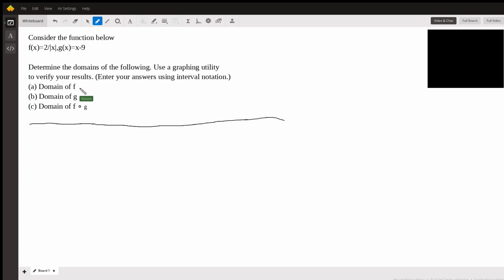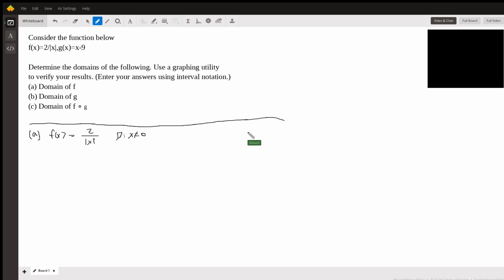For me, domain and range really are best done by doing a sketch. And that's pretty much what's being suggested here. So let's just take a look. So part A, f of x is equal to 2 over absolute x. Now this is going to be undefined when x is 0, because the denominator is 0 only when x is 0. So the domain here is going to be x not equal to 0.